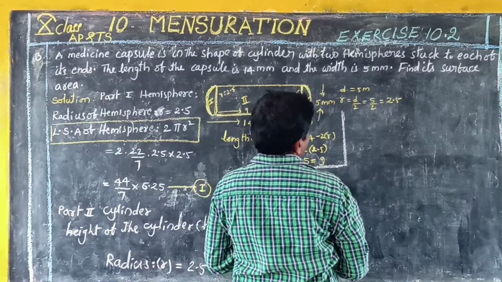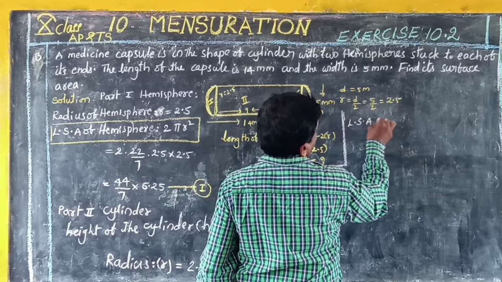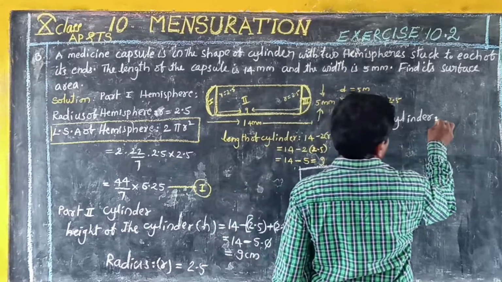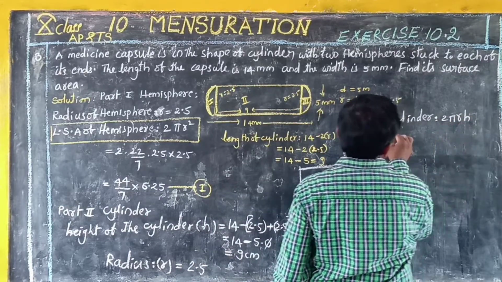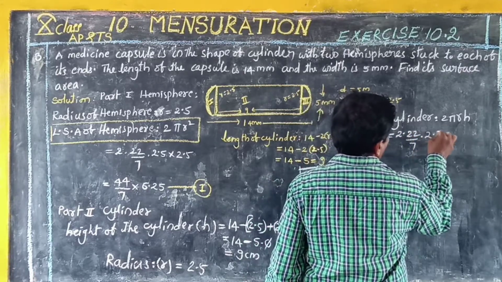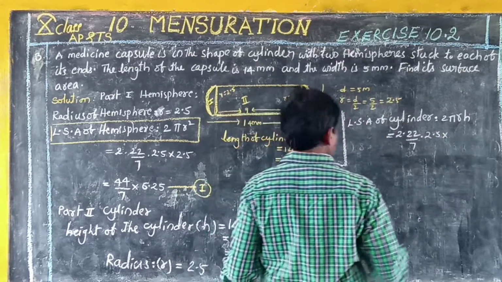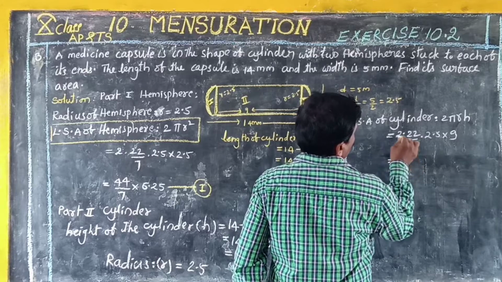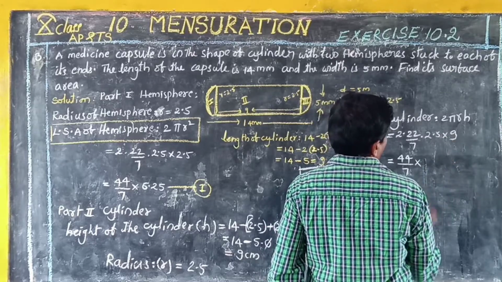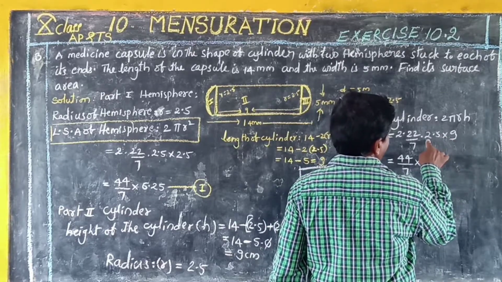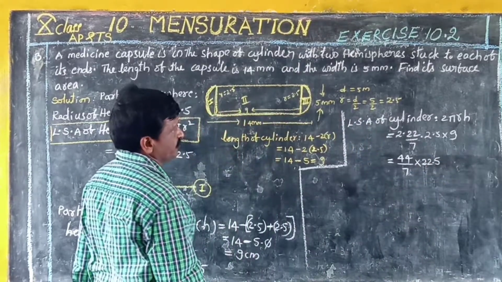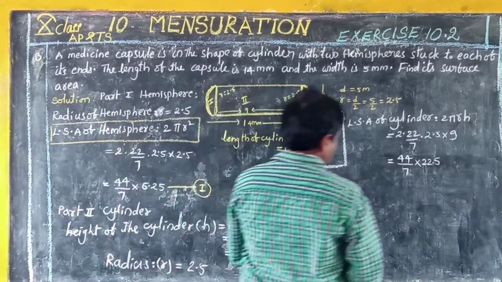So the lateral surface area of the cylinder is 2 pi r h. 2 pi means 22 by 7, R means 2.5, H means 9. 2 2s are 4, 4 by 7 into 9 5s are 45. 4 9s are 36... 2 2s are 4, 4 by 7 into 22.5. This is part 2.